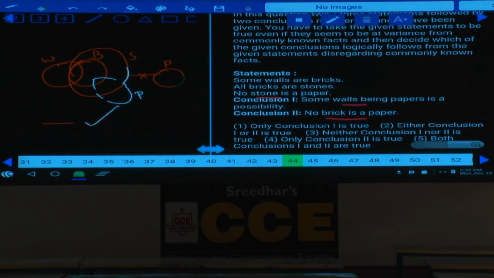Then what is the first one here? Some walls are papers is a possibility. Some walls are papers. Wall is here, paper is here. Tell me whether I can draw my paper like this or not. Yes, it is possible. Then what is the answer here? Both the conclusions follow, both 1 and 2, that is choice 5. 44, choice 5.